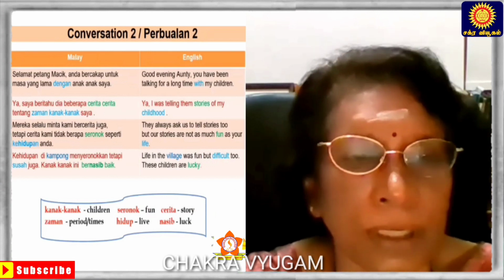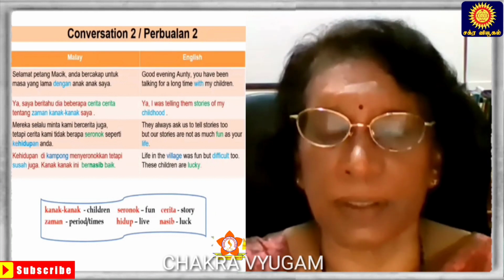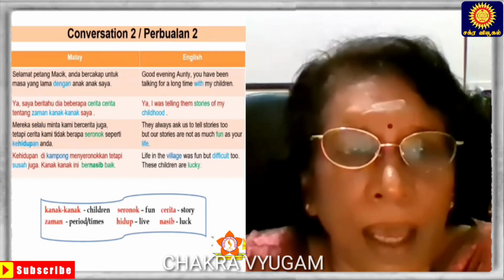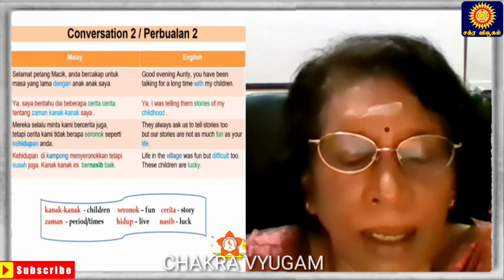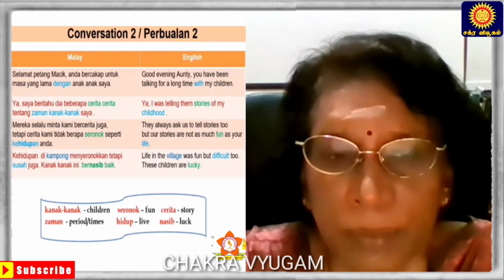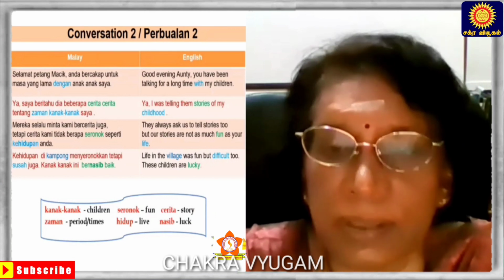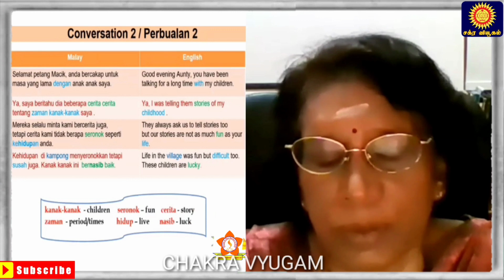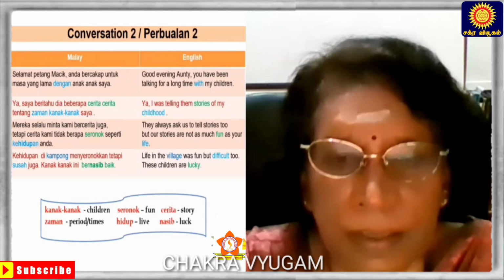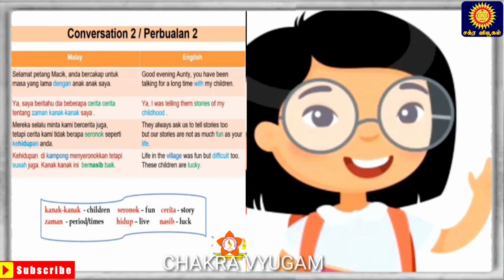So saya beritahu dia beberapa cerita-cerita, that is many stories, zaman kanak-kanak. Now kanak-kanak is children as well, okay? Anak-anak is my child, but kanak-kanak is used for general children, a general group of kids. Zaman refers to time, so zaman kanak-kanak is childhood. So if you want to talk about your childhood, you say zaman kanak-kanak, which is my childhood. Right. Next. Mereka selalu minta kami bercerita juga, tetapi cerita kami tidak berapa seronok seperti kehidupan anda.